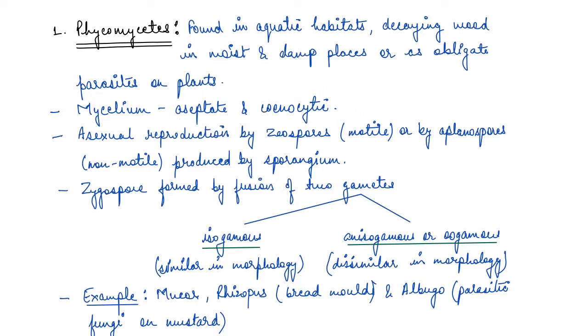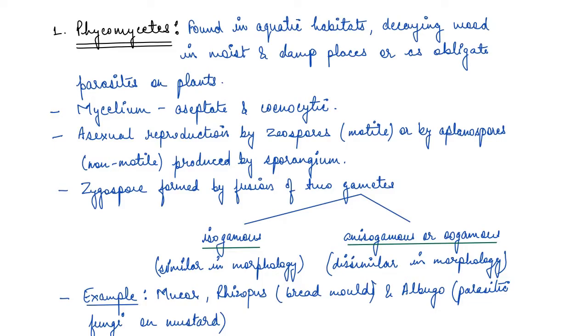Now in the case of Phycomycetes, the mycelium is aseptate and coenocytic. They reproduce asexually by zoospores, which are motile and have flagella, and by aplanospores, which are non-motile. They also reproduce sexually through fusion of two gametes. These gametes can be similar or dissimilar in morphology, so the two gametes can be isogamous or anisogamous.